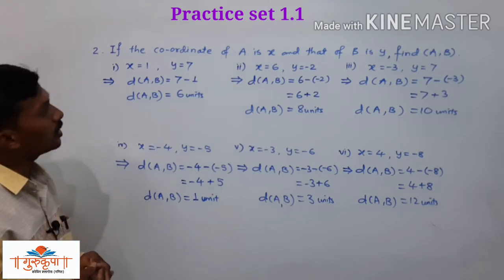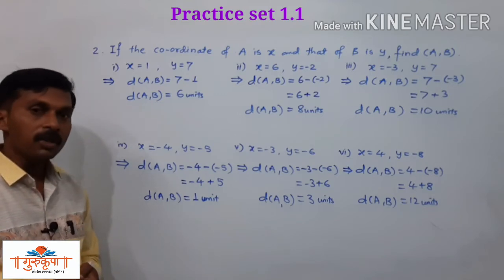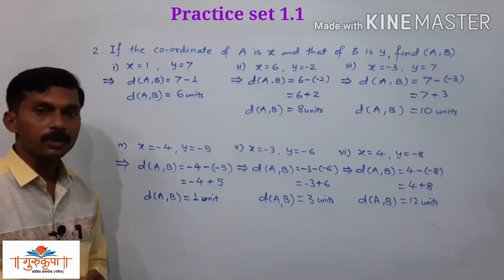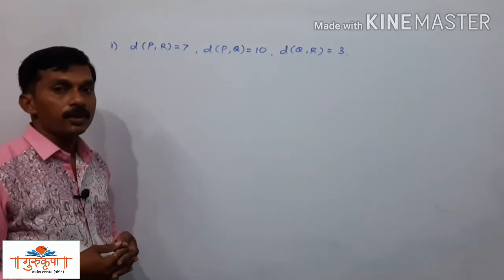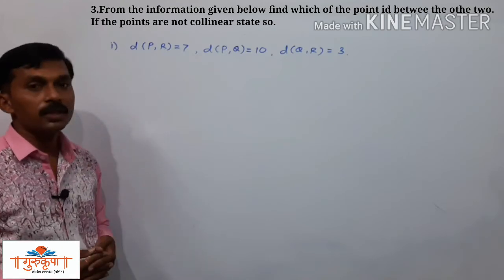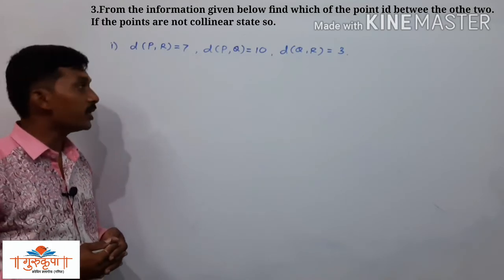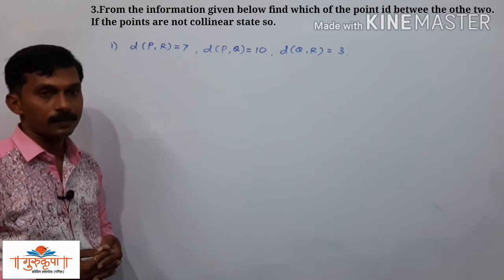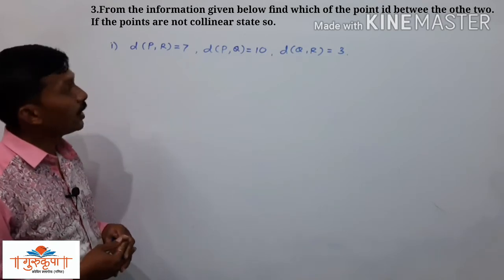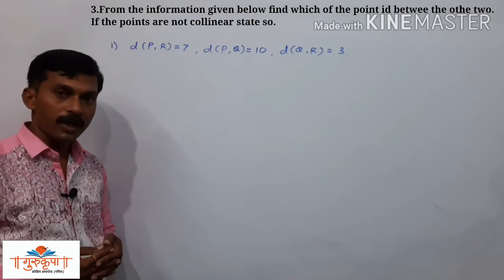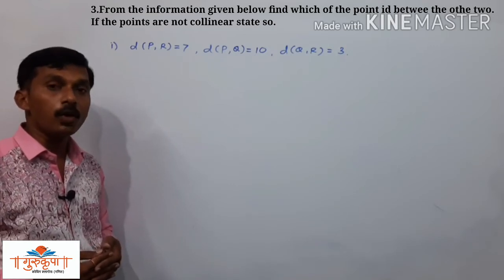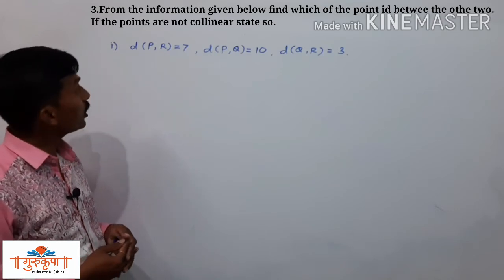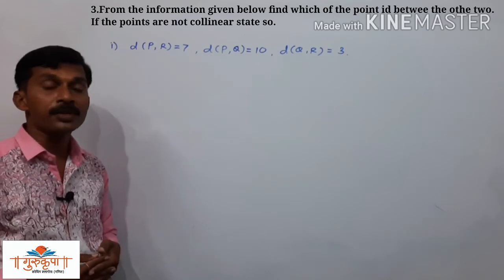Now we will study the third question from this practice set 1.1. Practice set 1.1, third question. Here in each and every example we have been given the 3 distances between the 3 points, and we have to find which point lies between the other 2 points, and if the points are not collinear, we have to state so.